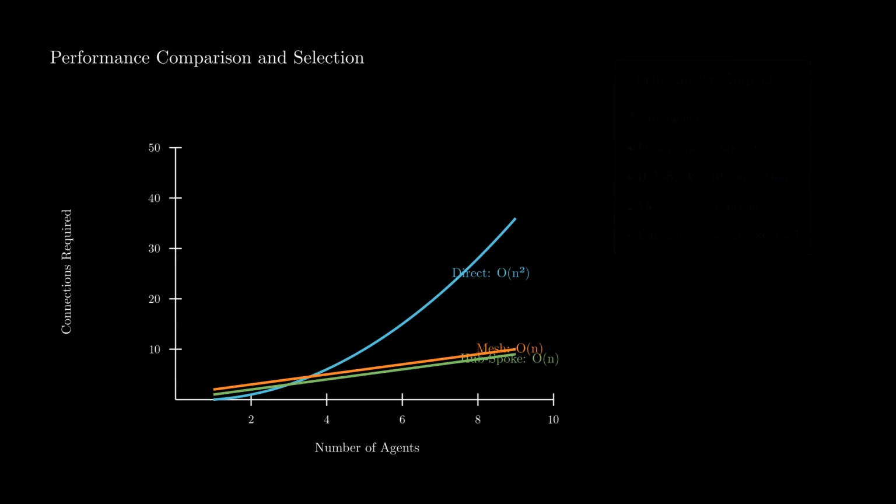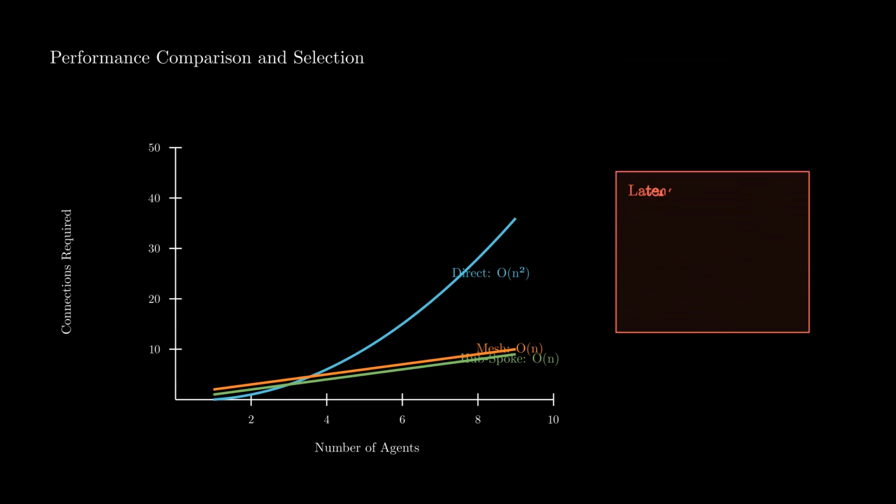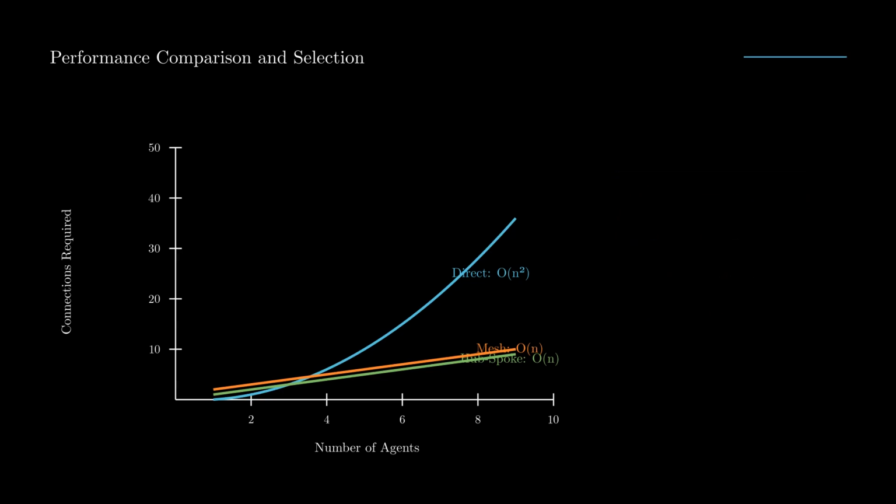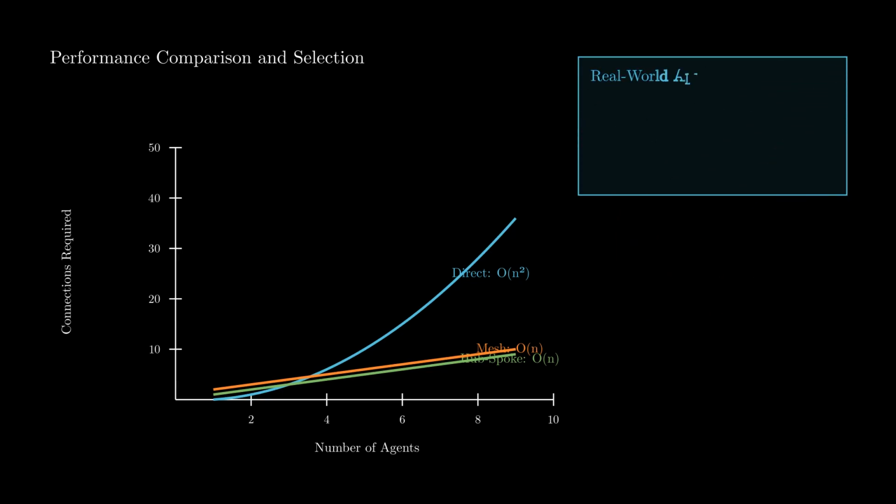But latency tells a different story. Direct connections have 0 intermediate hops, while hub-spoke adds 1 hop, and mesh routing can vary. Your choice depends on your priorities. From autonomous vehicle swarms to smart city infrastructure, choosing the right architecture determines whether your multi-agent system thrives or struggles under real-world pressures.